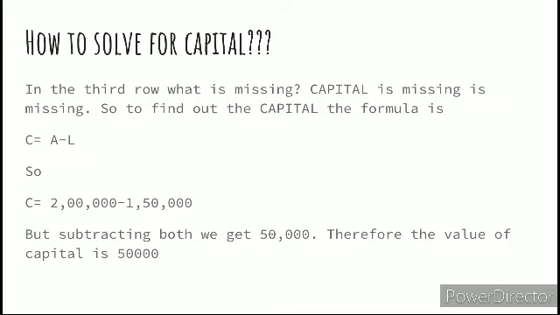Okay sir, how to find out the capital? Very simple. To find out capital, you need to subtract 2 things, that is assets and liabilities. From assets you need to subtract the liability. The value of assets is 2 lakhs. The liability is 1,50,000. From 2 lakhs, when you subtract 1,50,000, you get 50,000, and the value of capital for the third line is 50,000.